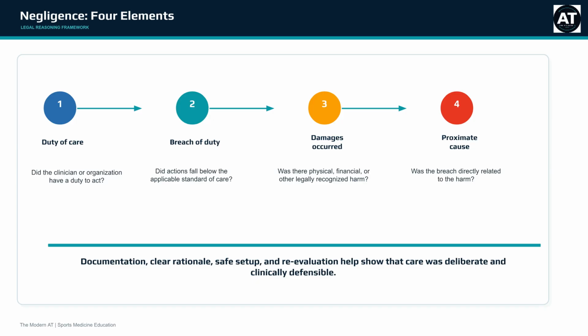Negligence is analyzed through 4 linked elements. Duty of care means a clinician or organization had a responsibility to act. Breach means the action or inaction fell below the applicable standard of care. Damages mean the patient experienced legally recognized harm, such as injury, cost, or loss. Proximate cause connects the breach directly to the harm. In modality care, defensible practice includes screening, rational parameter selection, safe setup, monitoring, reevaluation, and clear documentation. Good documentation does not make unsafe care safe, but it helps show that care was deliberate and reasonable.